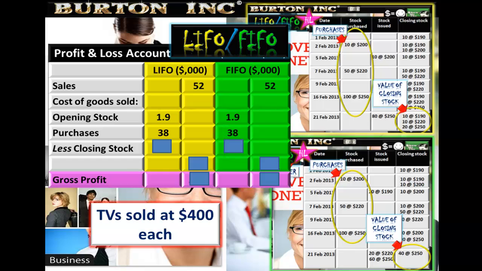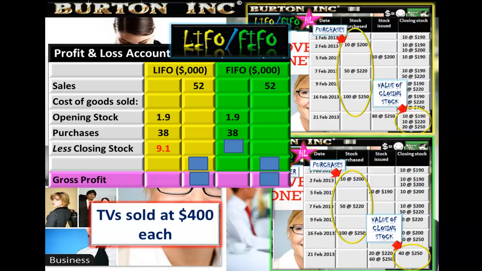We bought in 10 at $200, 50 at $220, 100 at $250. If we sum those, we come to $38,000. And here comes the difference. LIFO gives us a different closing stock figure. FIFO gives us a different figure as well. LIFO is going to be lower. Our closing stock, value of closing stock, we've got 10 TVs at $190, 10 at $220, and 20 at $250. If we sum these, we've got closing stock of $9,100.